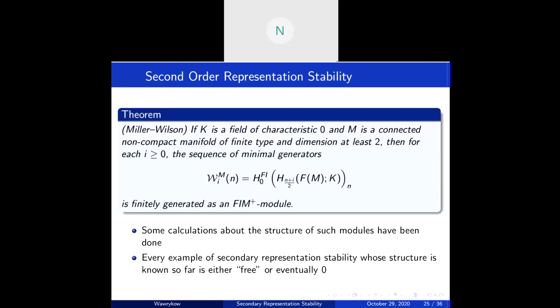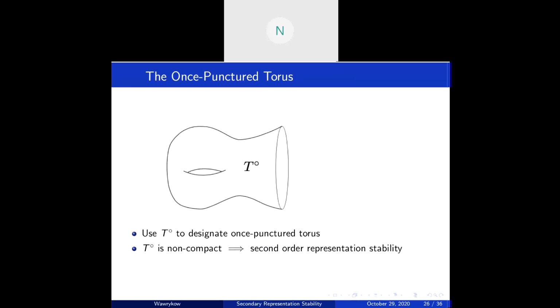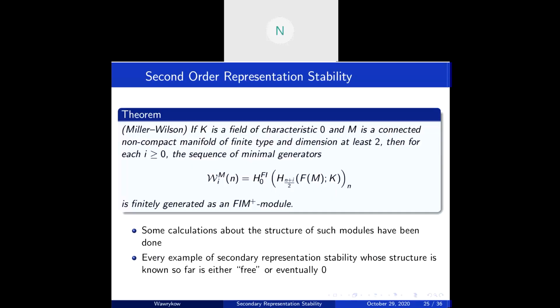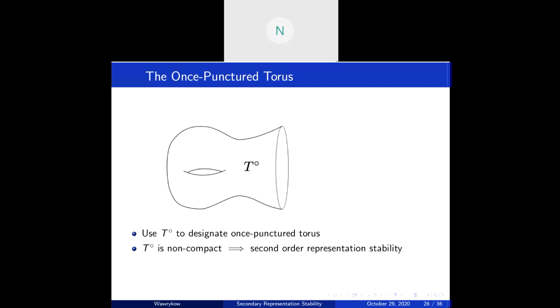And what we're going to consider then is the once-punctured torus and its ordered configuration spaces. So as I've been doing so far, we're going to use T-circ to designate the once-punctured torus. And because this is a non-compact manifold of dimension at least 2, we can apply Jenny and Jeremy's result to say, okay, the homology groups of its ordered configuration spaces are going to be second order representation stable. So we're good to go in considering that.